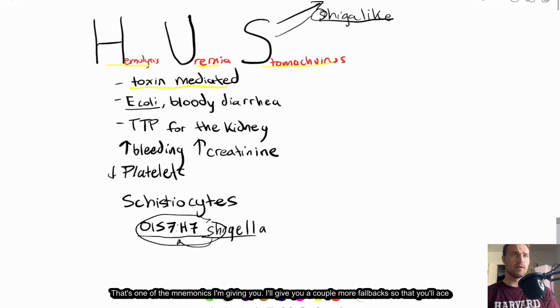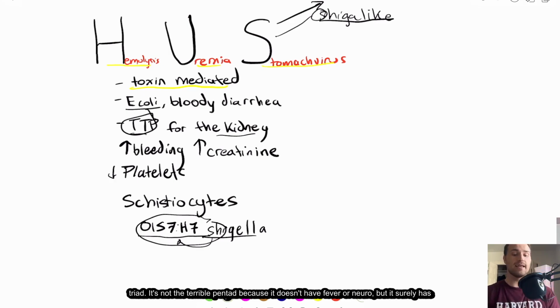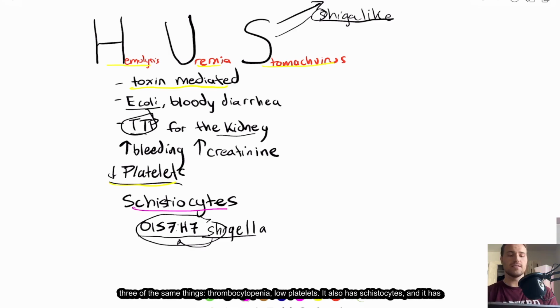I'll give you a couple more fallbacks so that you'll ace this on test day. Essentially, think of HUS as TTP, but for the kidney. Why? Because it has a similar triad. It's not the terrible pentad, because it doesn't have fever and neuro, but it surely has three of the same things. Thrombocytopenia, low platelets. It also has your schistocytes, and it has your increased bleeding time. But this is kidney specific, so creatinine.